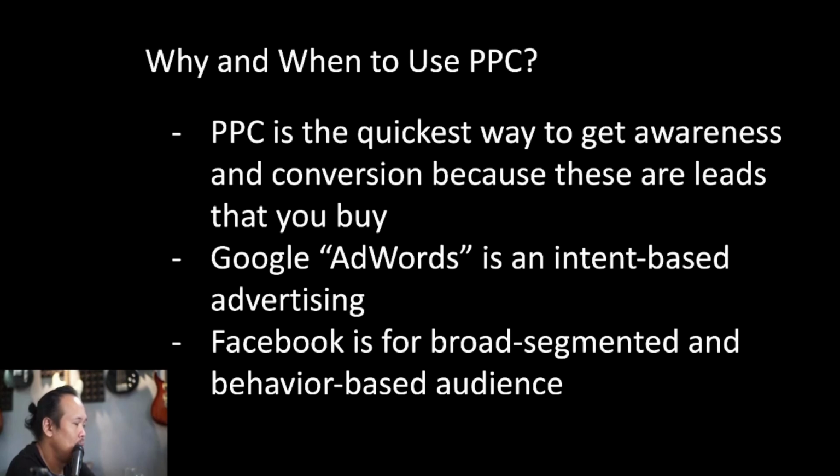Google and YouTube have both search and display ads. A search ad is where you bid on a certain keyword, for example, laptop for sale, and then your ad will now be rendered in the user's page depending on your bid. If you are the highest bidder, then you'll be able to be at the top page. So Google, which they call Google Ads or Google AdWords, is intent-based advertising. It's intent-based because the user has the intention or is looking proactively for a certain product or a certain company. While Facebook is for broad segmented audience and behavior-based audience.